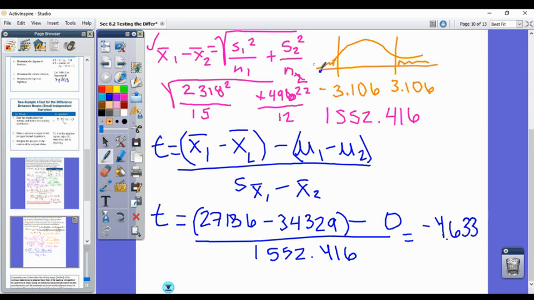All right, so bam, is that in my rejection region? You bet. Okay. So we are going to reject the null, which means in this case, there is evidence to support the claim. Okay, so let's go ahead and write our sentence.